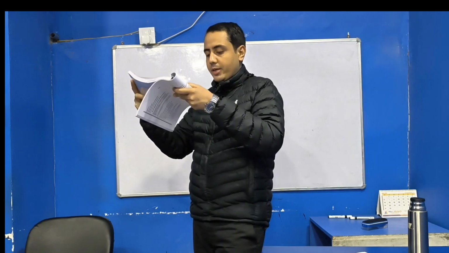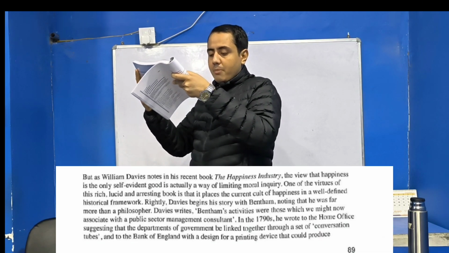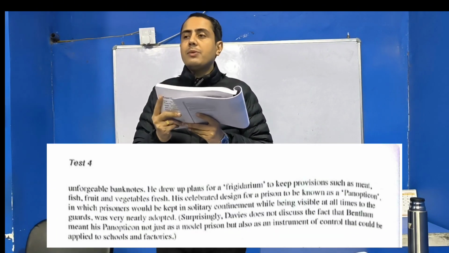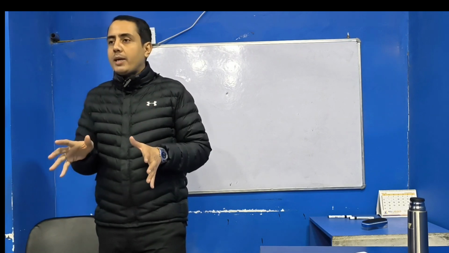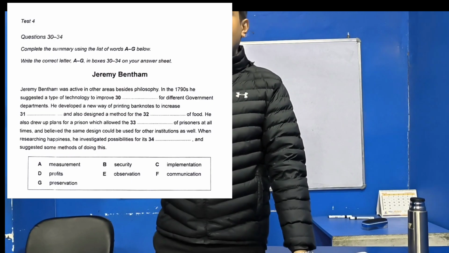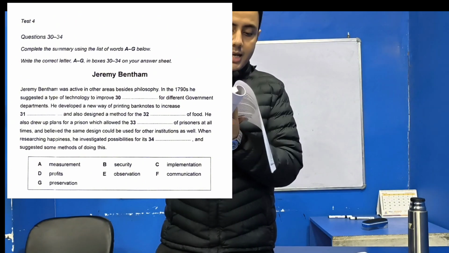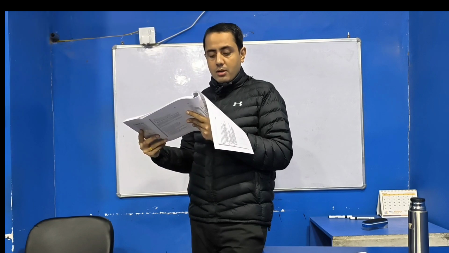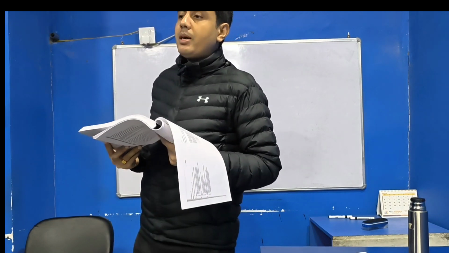Okay, let's keep on reading. And to the Bank of England with a design for a printing device that could produce unforgeable banknotes. A printing device to produce unforgeable. Unforgeable means you cannot make the duplicate of that. To forge means to make a duplicate. Unforgeable means to not make duplicate of note, of currency. So jali na banaune, that's what it means. So that is, I guess, number 31, security for printing banknotes, because they will be unforgeable. You cannot make a copy of the original banknote.